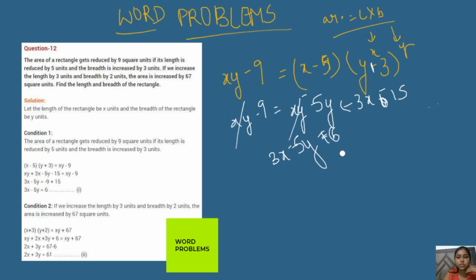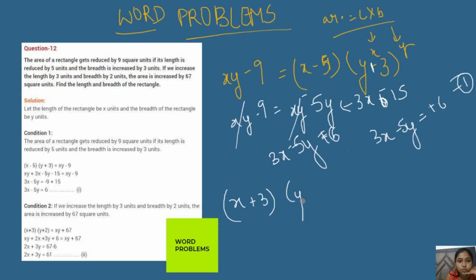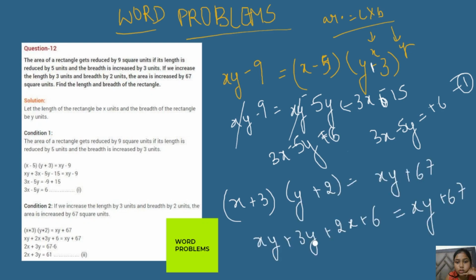This is our first equation. Let it mark as 1. Second is, if we increase the length by 3 and breadth by 2, the area is increased by 67. So we will be getting xy plus 3y plus 2x plus 6 equals to xy plus 67. So this will be cancelled out. We will be getting 2x plus 3y equals to 61. This is our second equation.